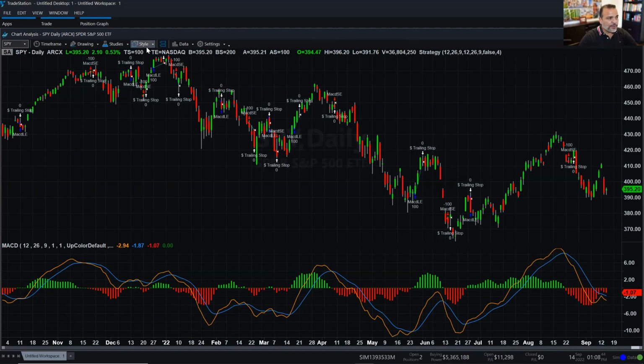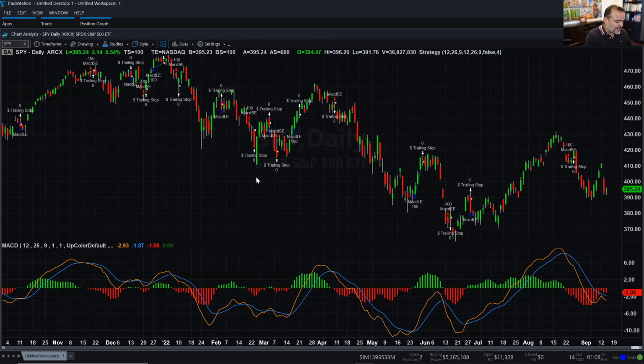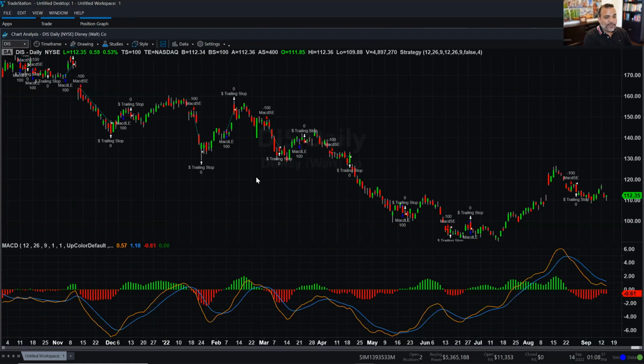Spider, for example. Let's go, because we have a good report on Spider. As soon as I change this to something else, let's say that I load Disney, for example, Disney has a totally different movement profile.